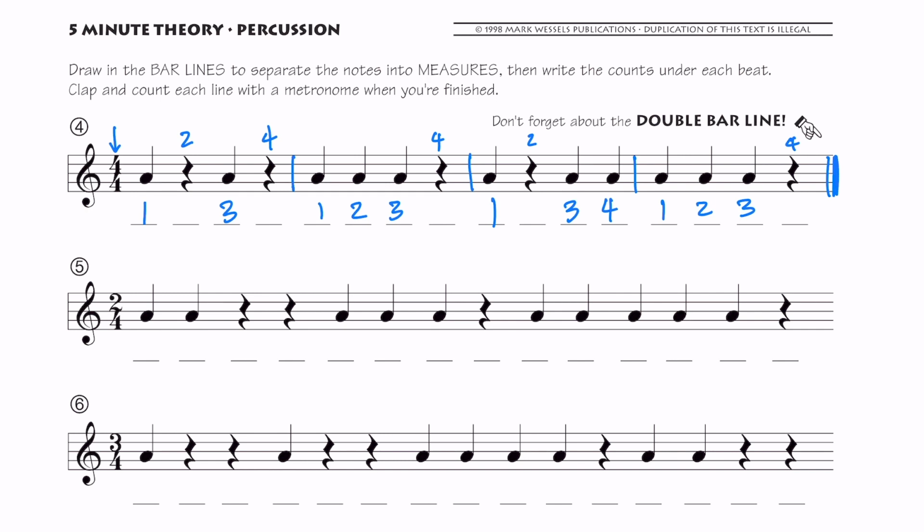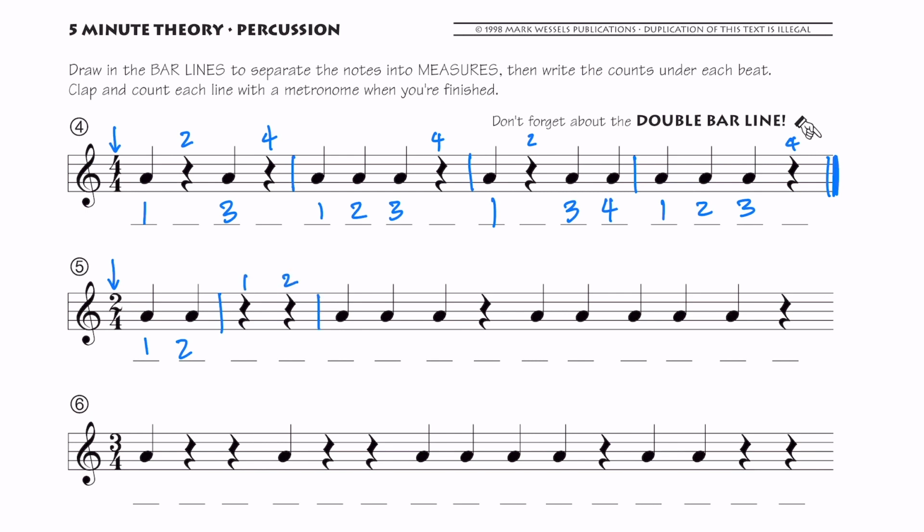Now you're certainly welcome to put the rest in parentheses instead of above the rest. I just like to get it out of the way. Whichever works for you is fine. Number 5, I'm in 2/4 time. 1, 2, bar line. So whatever the top number is how many counts you're going to have in each measure.